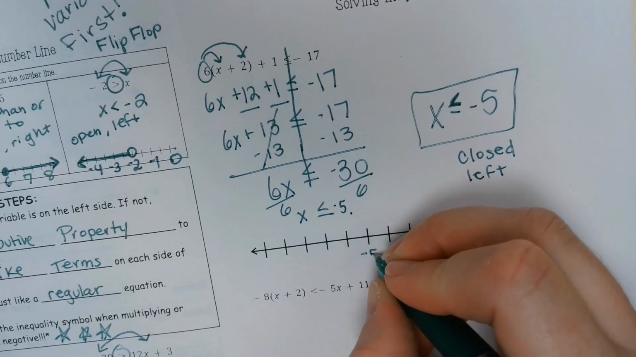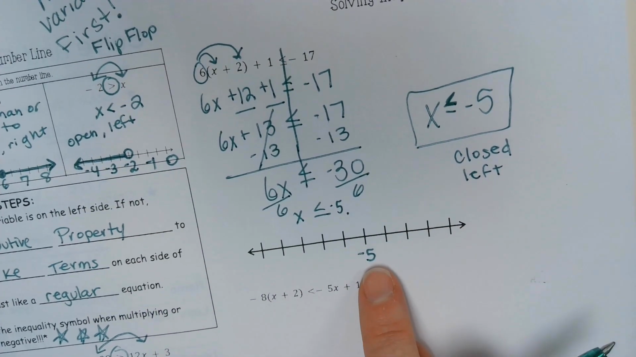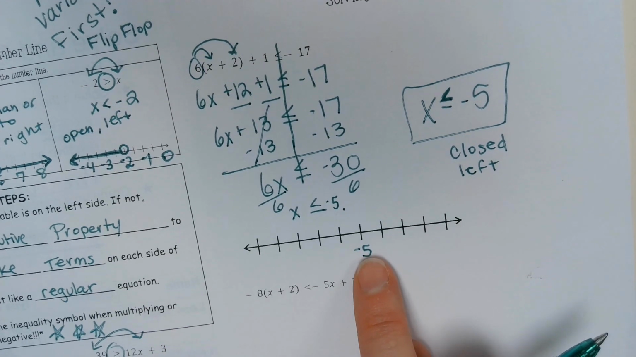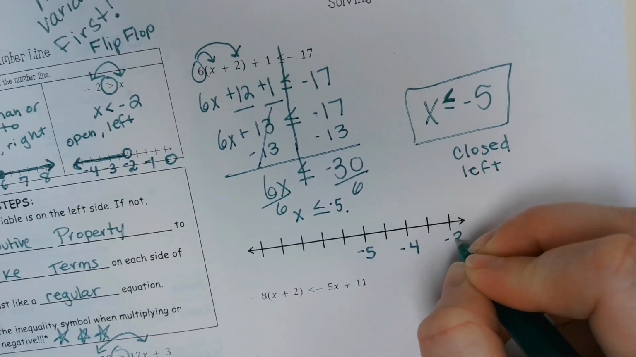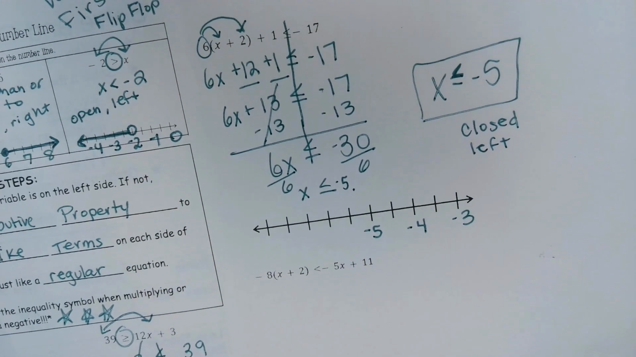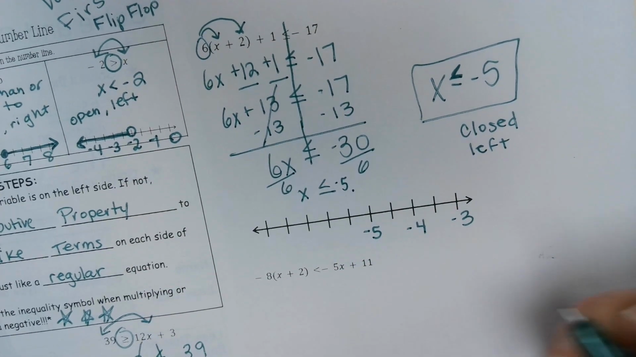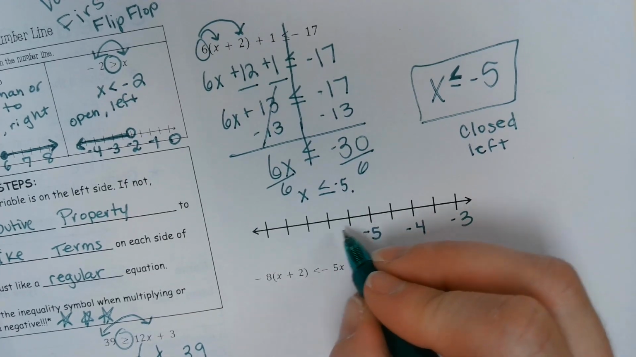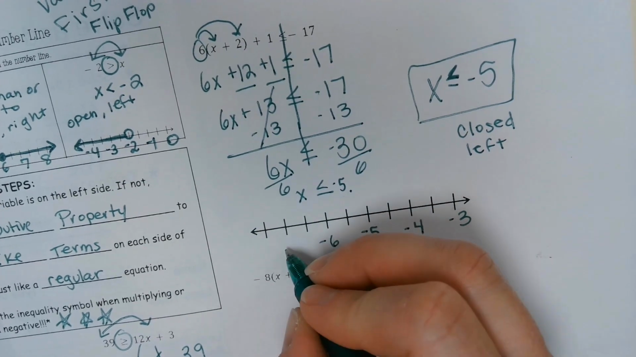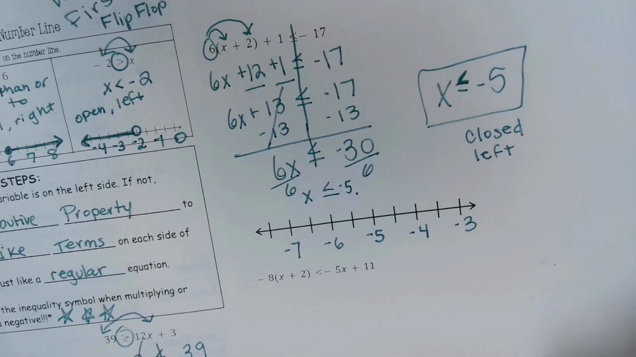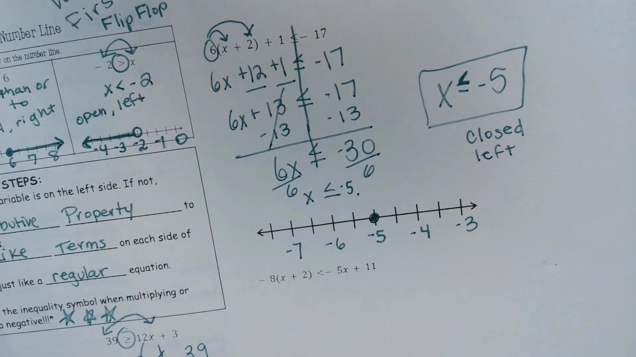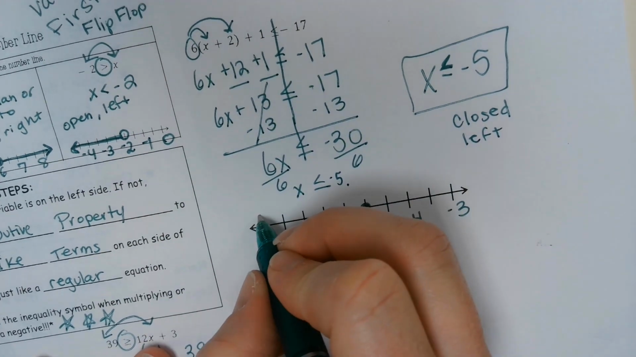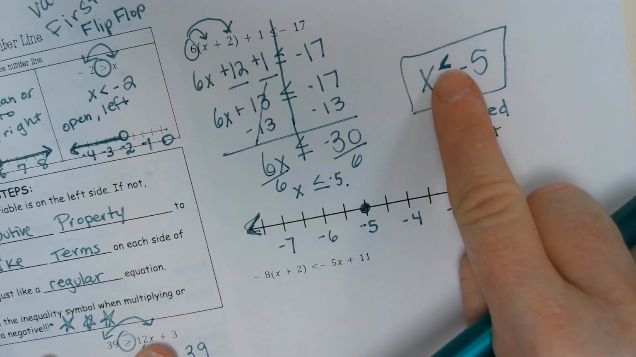So let's put negative 5 in the middle. Then I need to go to the right, which makes bigger numbers. But since they're negative, it's going to be like negative 4 and negative 3. Then go to the left and get smaller numbers. So negative 6, negative 7. Closed on the negative 5. And go left. Or look at your symbol and know that those are the same.